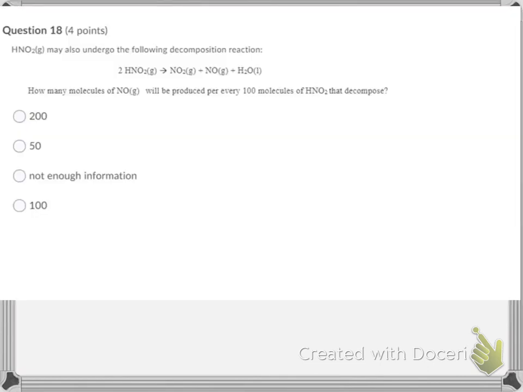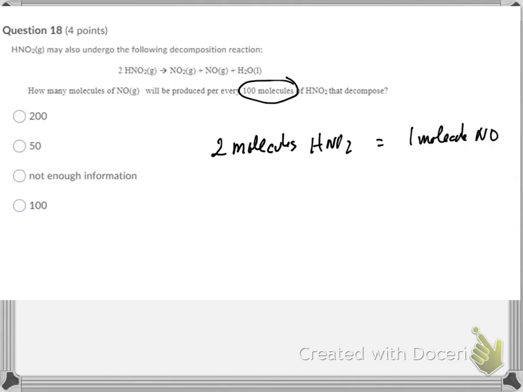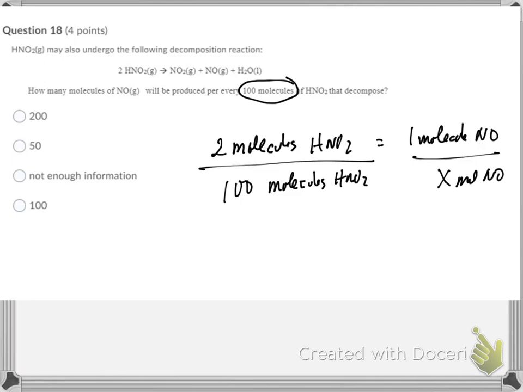Okay, so here's some quantitative problems coming up. How many molecules of NO will be produced for every 100 molecules of HNO2? All right, so what we see from the chemical reaction is 2 molecules of HNO2 make 1 molecule of NO. And what we find is we have 100 molecules of HNO2, so how many molecules of NO are made? So that's one way to do it. That's the ratio method. And solving for x, we see the answer is 50.